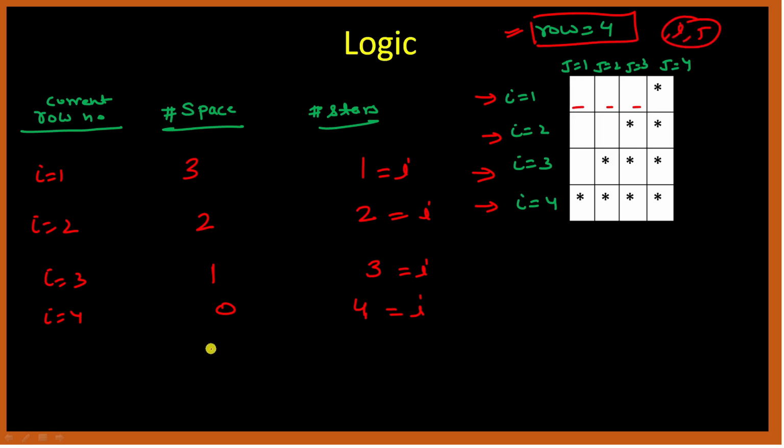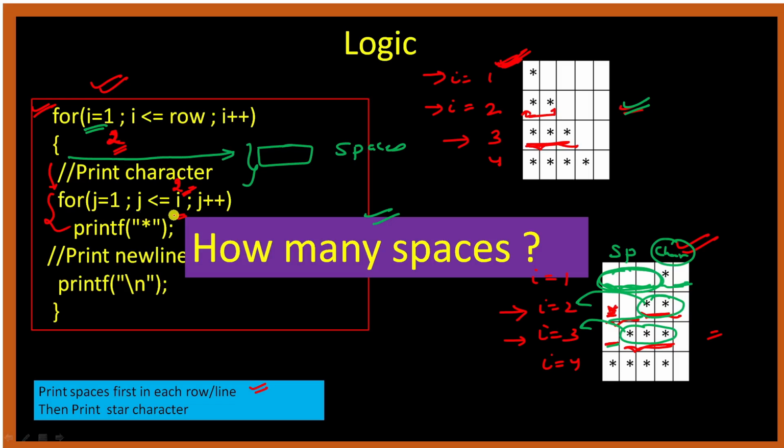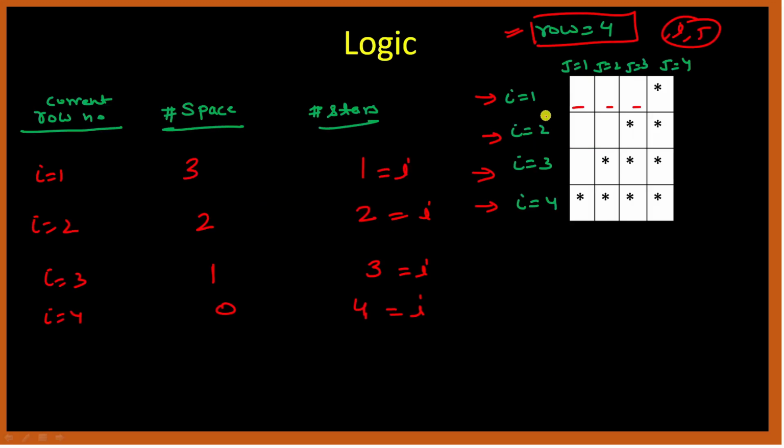And which formula am I talking about? As we have seen, to print the star, this limit should be controlled by the I variable. Same way, what should be the condition here to print the number of spaces? If you observe carefully, in each row, four things are there: one, two, three, three spaces, one star.